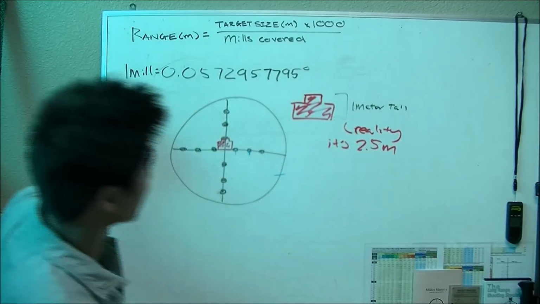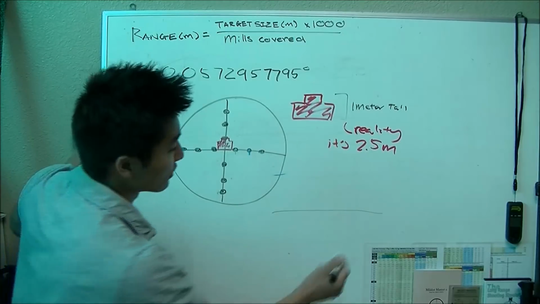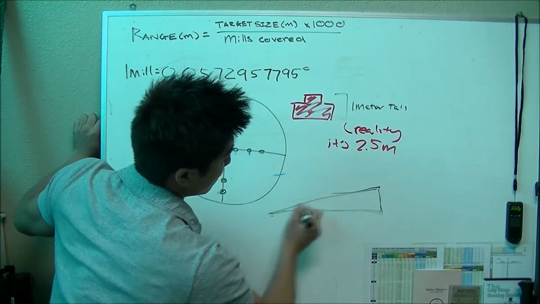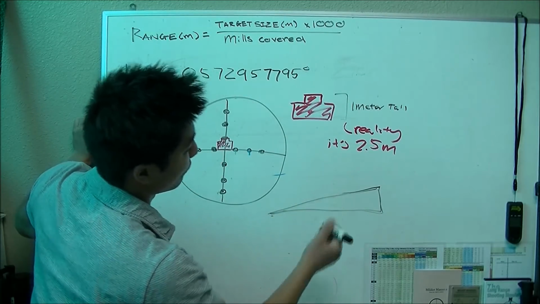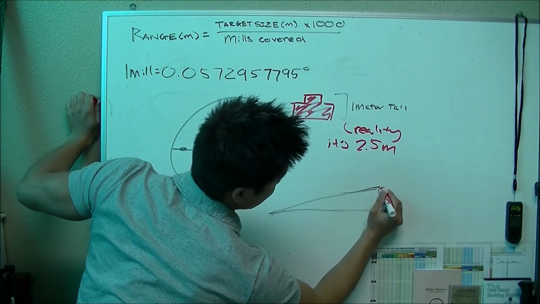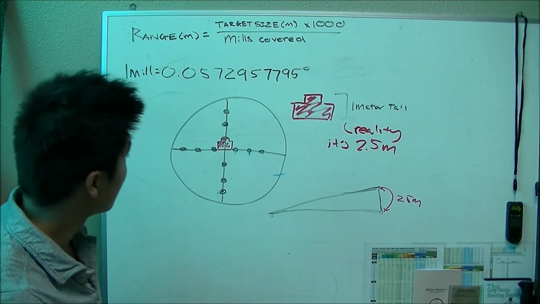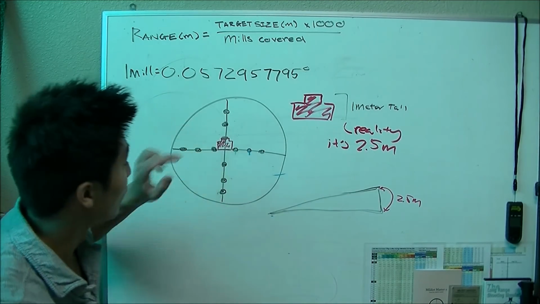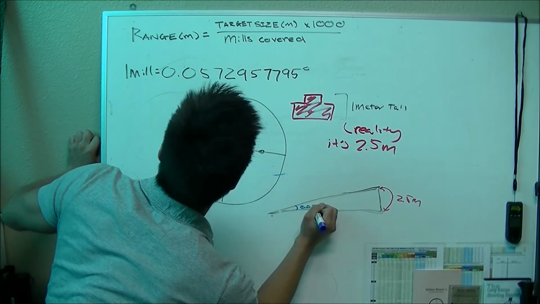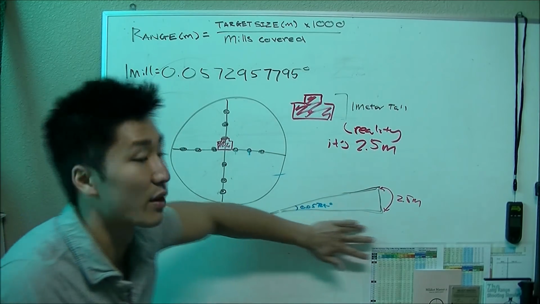Here, I'll just draw a representation of what I'm trying to say here. So this is just a little segment of our circle again. We're saying what is the range when the thing is 2.5 meters tall. So we're saying that this here is 2.5 meters. And because it's only covered by 1 mil, remember that the angle here is going to be 0.05729 blah blah blah degrees, and we are looking for the range here.